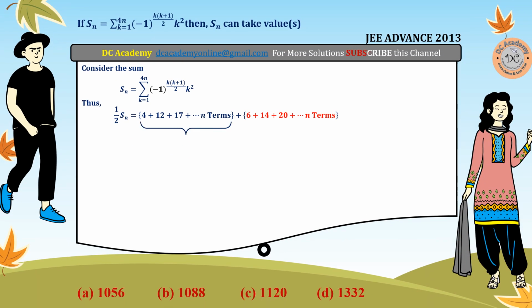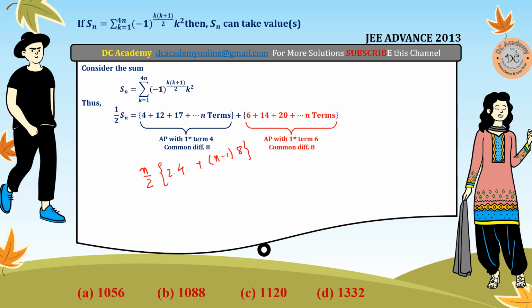Now see, the first is an AP series with first term 4 and common difference 8. So we can easily add it up. For the second, it is an AP series with first term 6, common difference 8. The number of terms is n. So what is the sum? It will be n by 2 multiplied by 2 into 4 plus n minus 1 multiplied by 8. For the next one, it is 2 into 6 plus n minus 1 multiplied by 8, because the common difference is 8 and the number of terms is n, so n by 2. Okay, that's it. The summation is done.